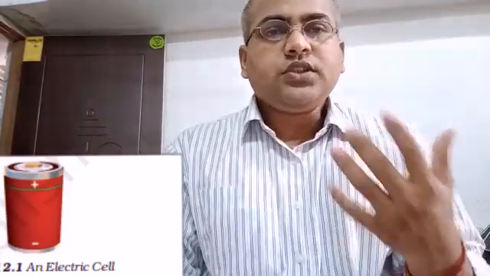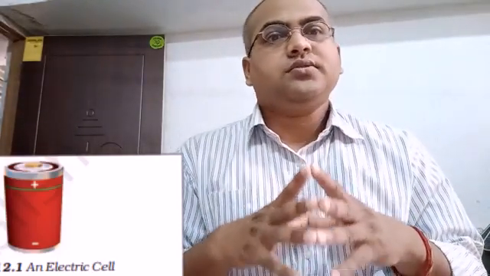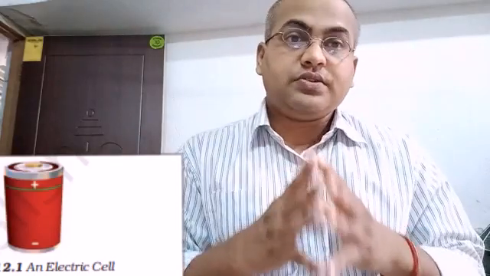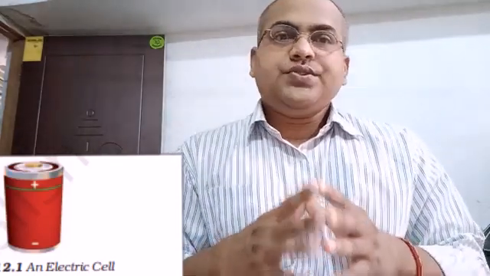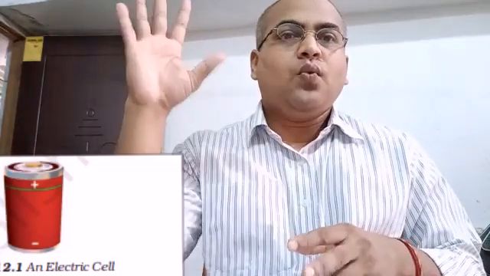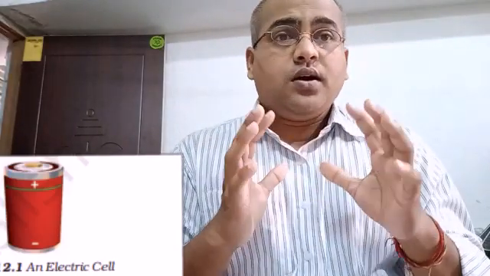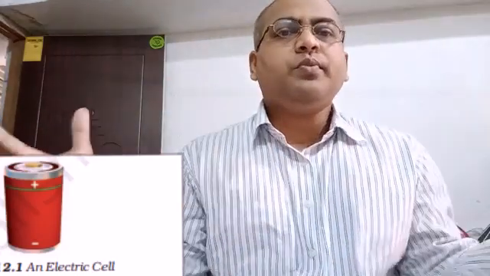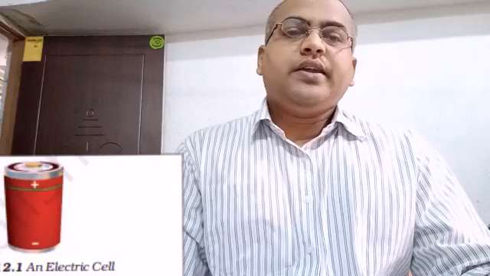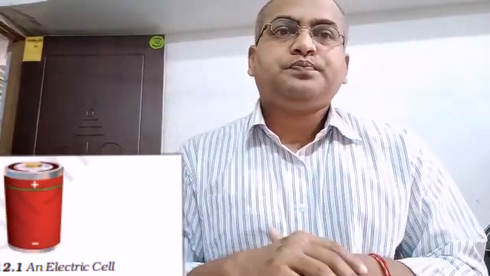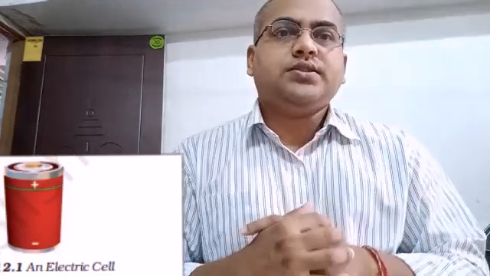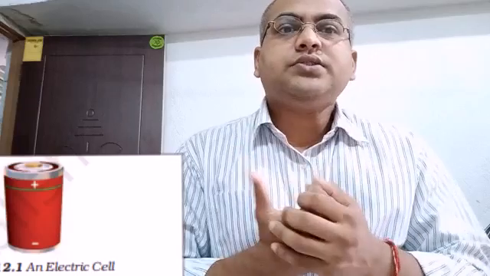So now let's discuss the electric dry cell. This dry cell is used in torches, alarm clocks, wall clocks, wristwatches, small transistor radios, and so many different appliances. So today we are going to understand this dry cell.